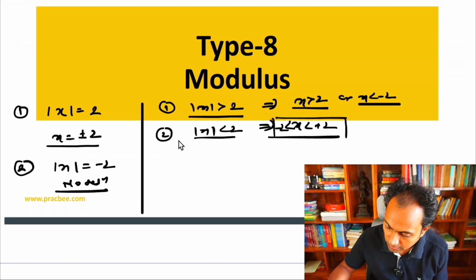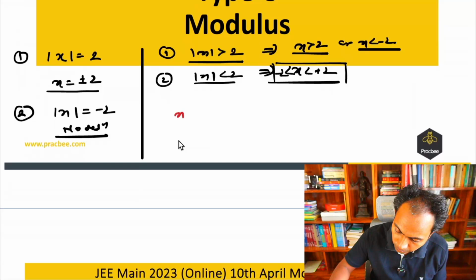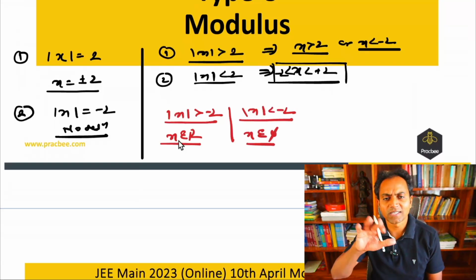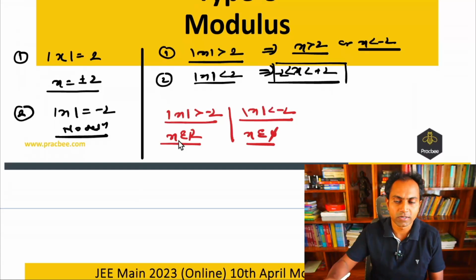Now in this only, there is a small thing that you need to understand: if modulus of x is greater than minus 2, this is always possible, so x will become a real number. And if somebody says that modulus of x is smaller than minus 2, this is not possible, so x belongs to null set. So now these red things would generally not be asked. They will focus on the first 4 points that I have told you.